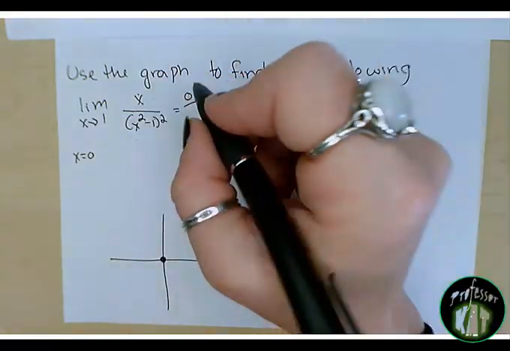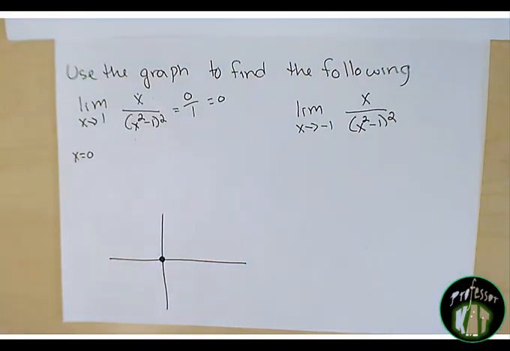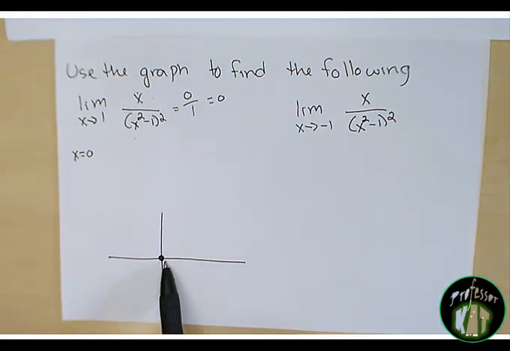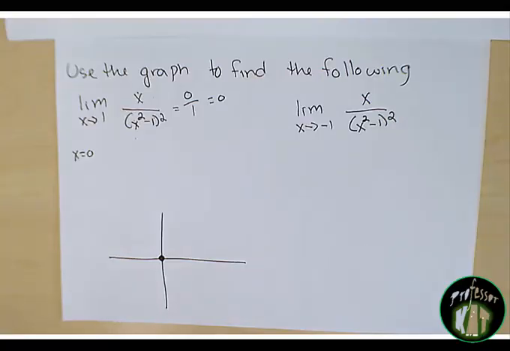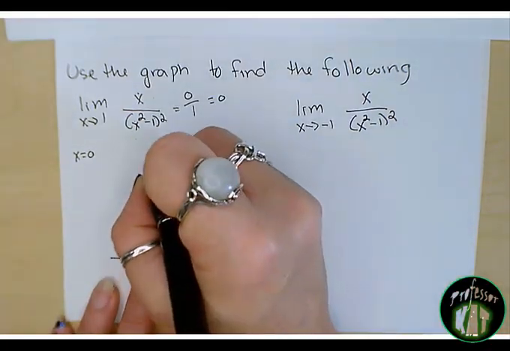And negative 1 squared is a 1. So we're left with 0 over 1, or just a 0, which gives us that same point there. Taking a look at asymptotes. Vertical asymptotes, you want to take your denominator, set that equal to 0 and solve.